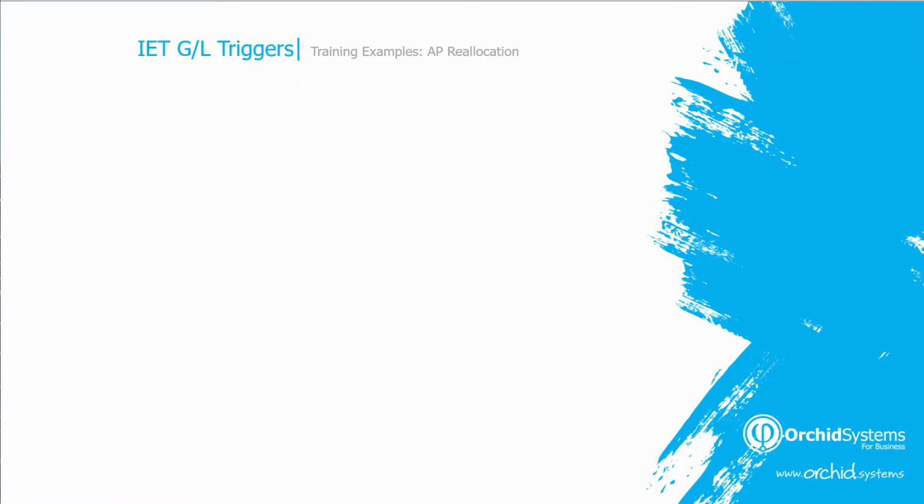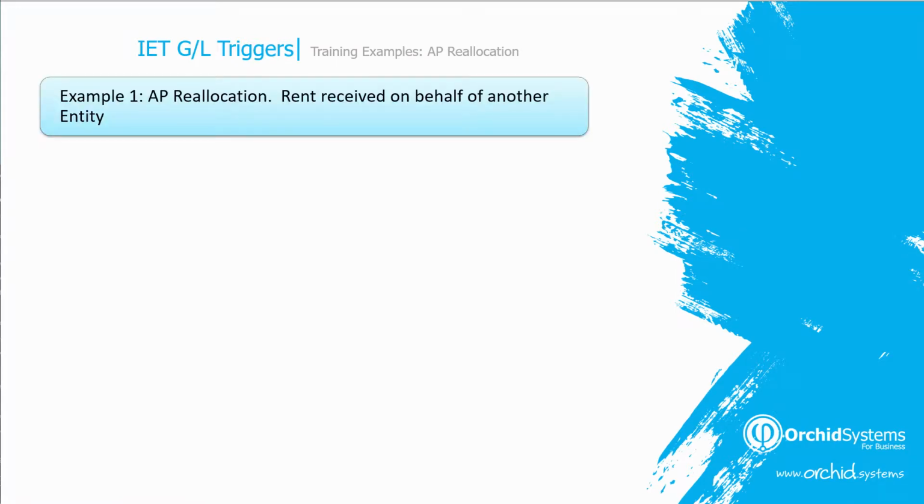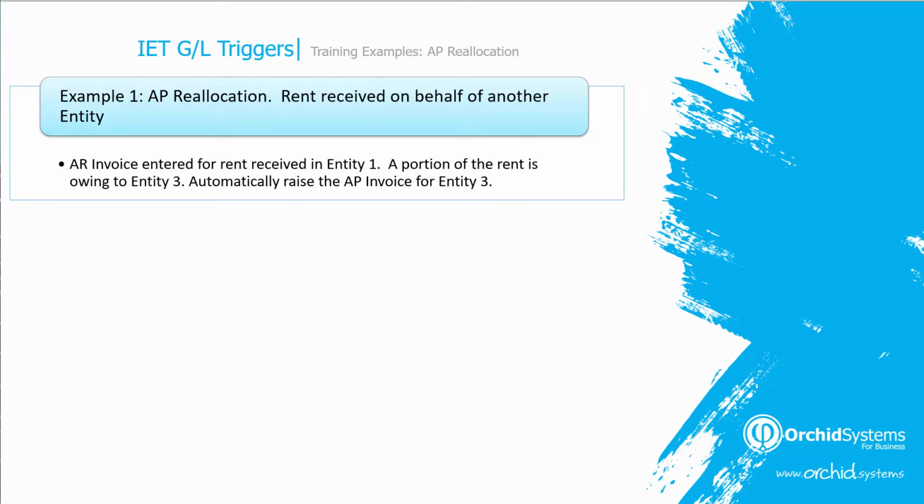The first example we're going to do is an AP reallocation. We're going to record an AR invoice for rent received in Entity 1, and a portion of that rent is owing to Entity 3. Our GL trigger is going to automatically raise an AP invoice to Entity 3 instead of using loan accounts and showing the rent owing to Entity 3 in a loan account entry.